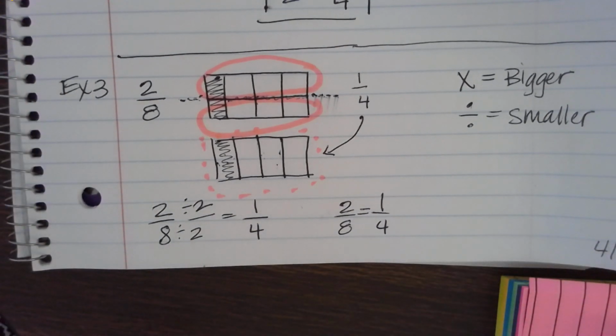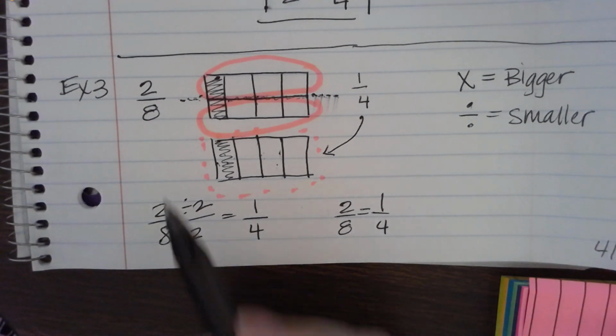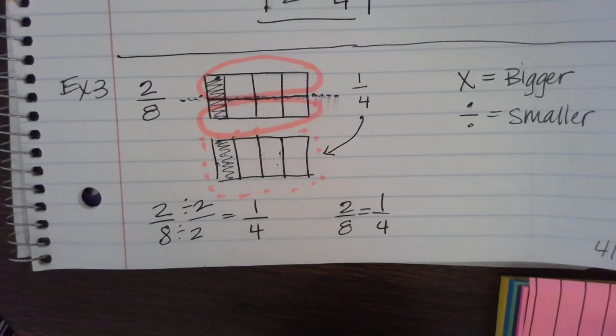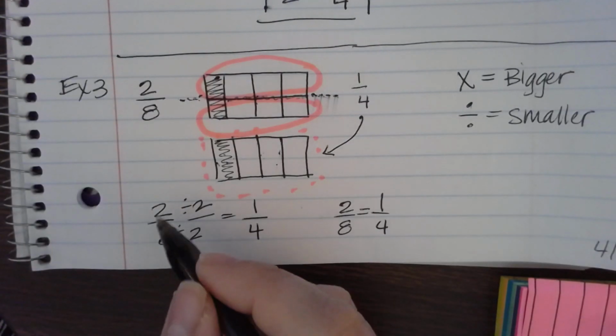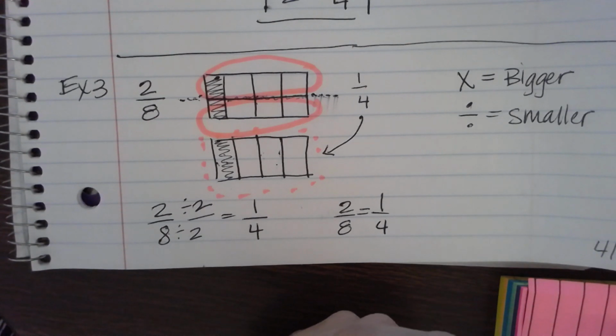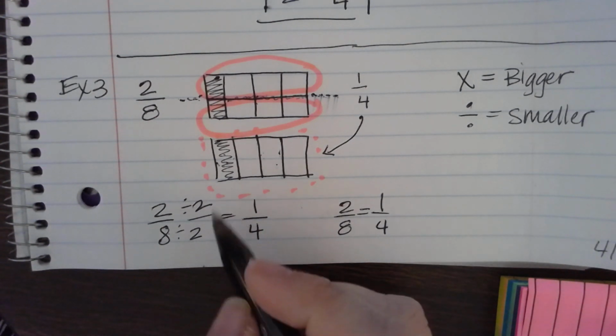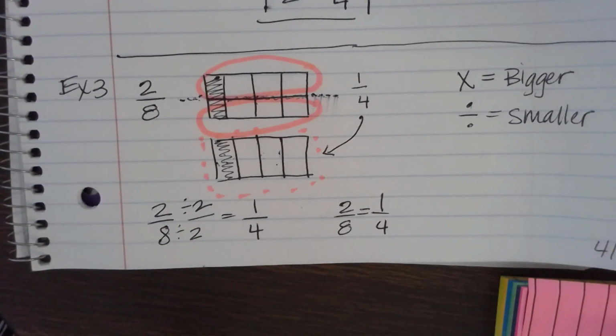So if I want to make my fraction smaller, if I want to make it simplified, I looked for a number that will go into the top and the bottom, and I divided both. What I do to the top, I do to the bottom. Are you with me?